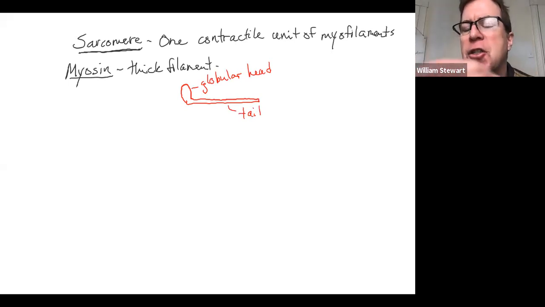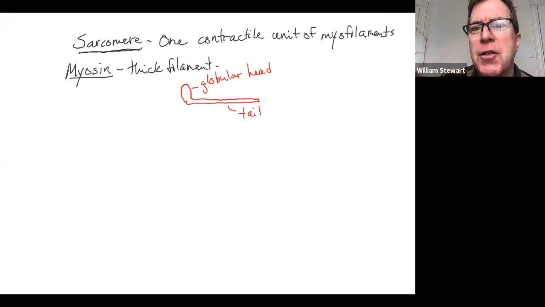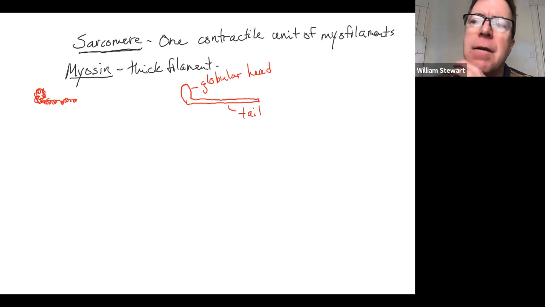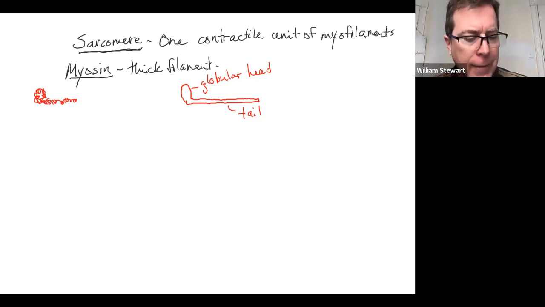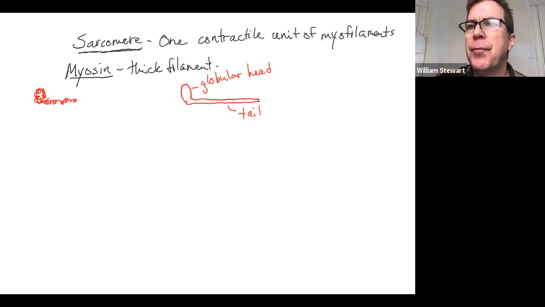Really, what this is, is a chain of amino acids, a polypeptide chain that looks like this. And then the amino acids create this globular, protein-like structure at the end. It's just easier to draw it the first way. These heads form cross bridges with actin during contraction.